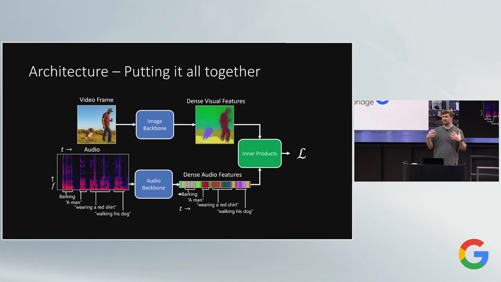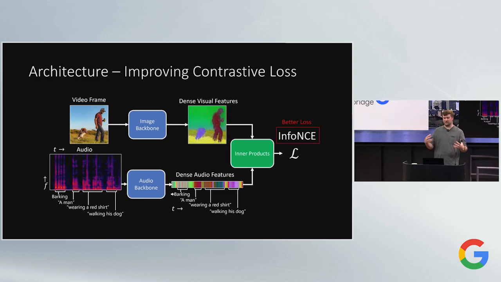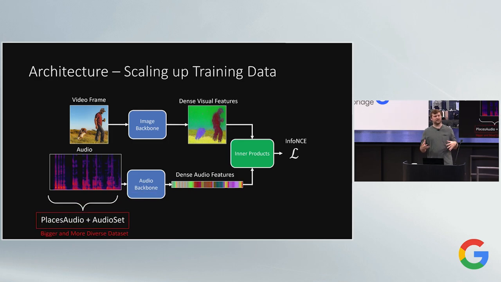Some of the key differences between us and previous work are that we soup up our loss function using modern contrastive losses like InfoNCE. This allows you to compare a single positive clip to 10 or 100 different negative clips, so you get a really nice dense learning signal. We scale up our training data to be a combination of AudioSet and Places Audio. Places Audio is people describing images, and AudioSet is natural videos from YouTube. So you get a good mix of sound and also speech in this training data set.